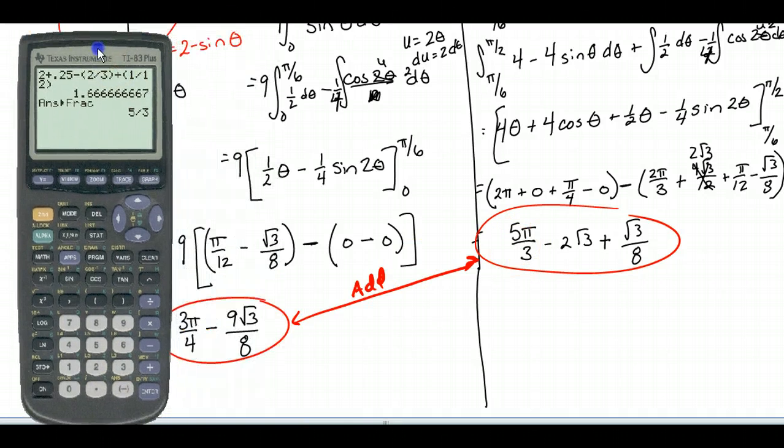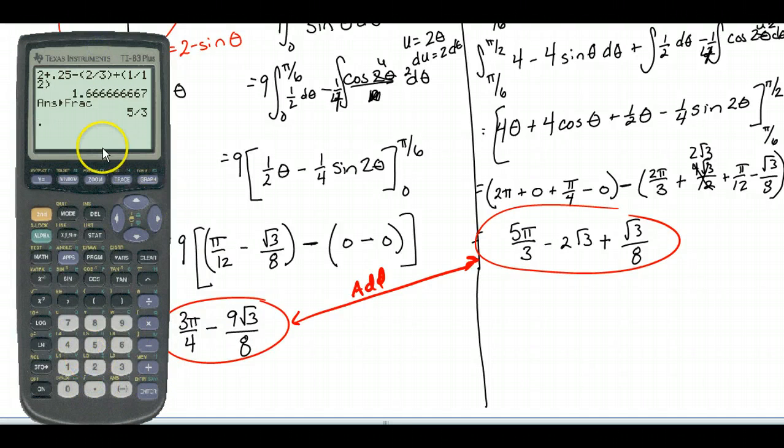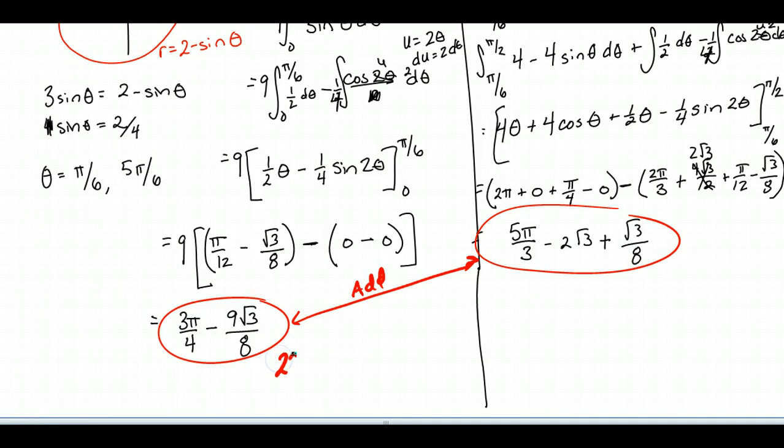So 3/4. Oh, I can take just the 5/3 and add to it the 0.75. And as a fraction, 29/12. And that would be our pi. So we have 29 pi divided by 12.